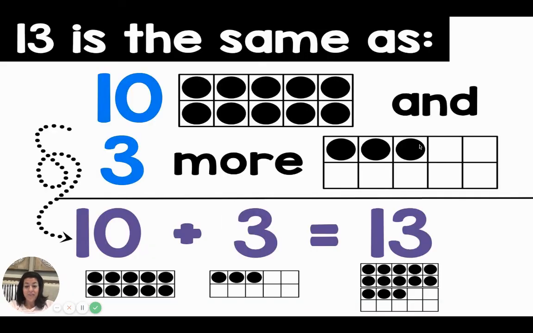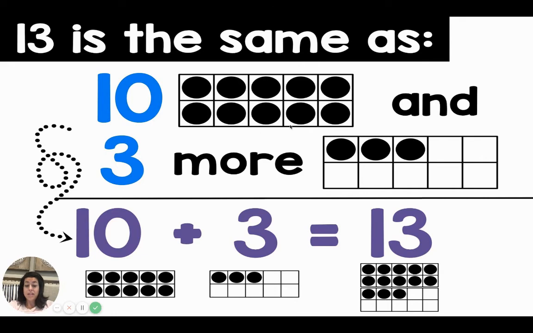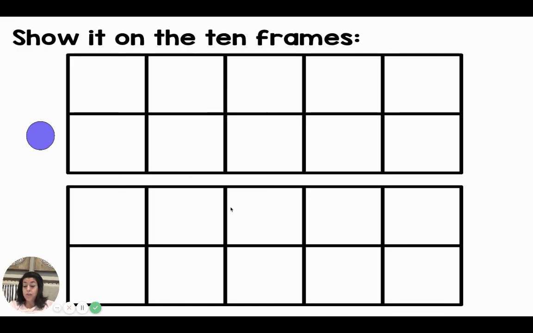We could also say 13 is the same as 10 and 3 more. 10 plus 3 equals 13. So we have 10, 3 more gives us 13. Show me what 13 would look like using the dots and using your Nearpod when we're finished.